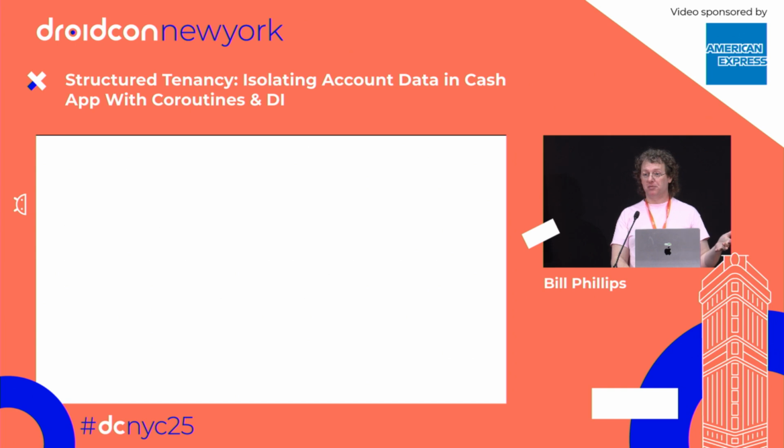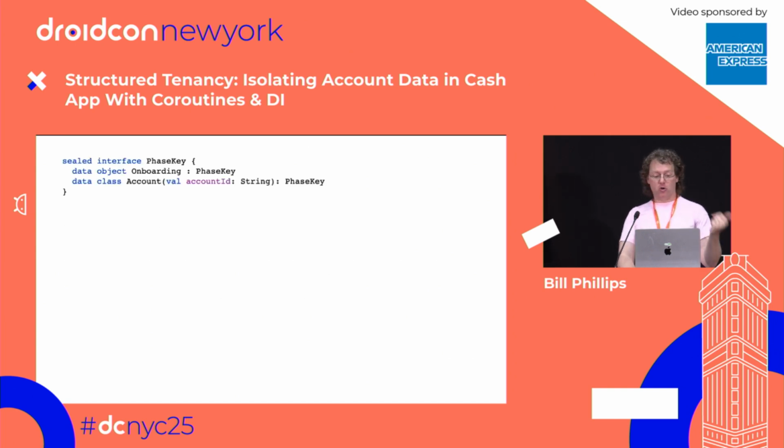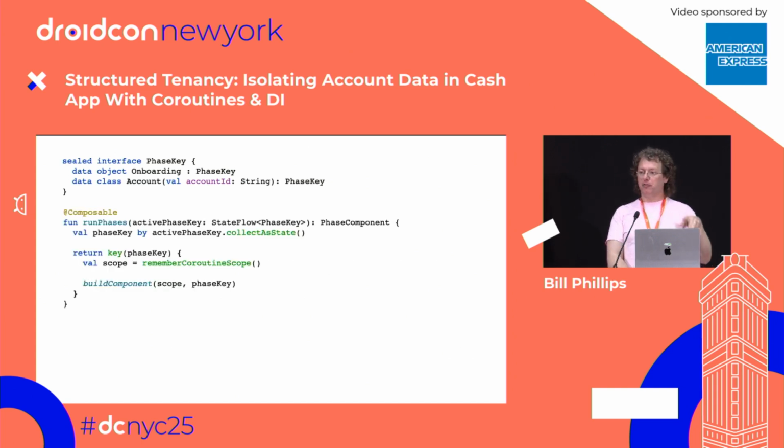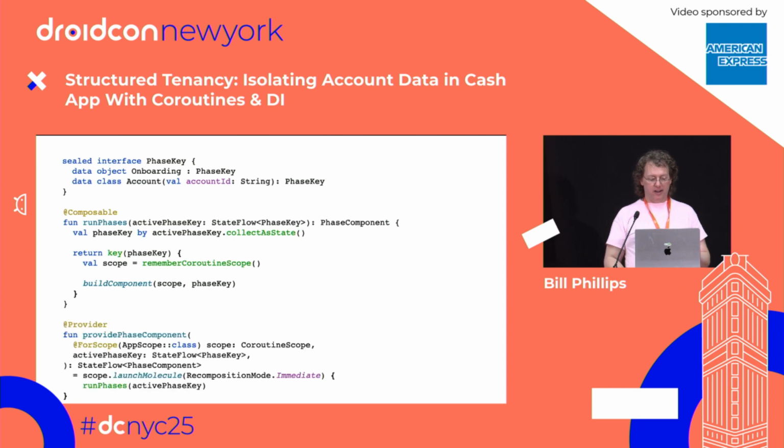My favorite tool to do something like that is Jetpack Compose. So we'll create a phase key to identify each entry in the state flow, a state flow of those phase keys, and then plug that into a composable, and then create an output phase component, right? And then we'll go to our Dagger graph and wire it up with Molecule. Perfect, awesome, easy, right? Didn't work. It didn't work at the time.